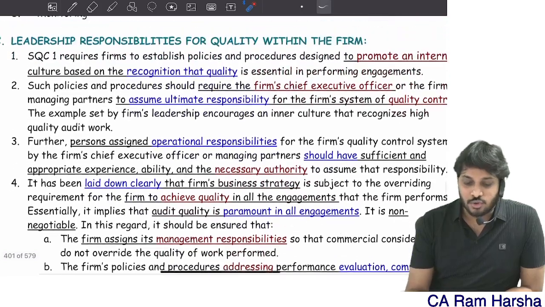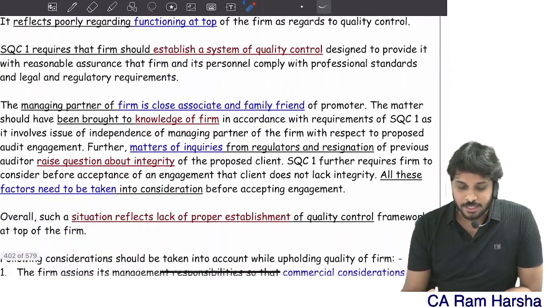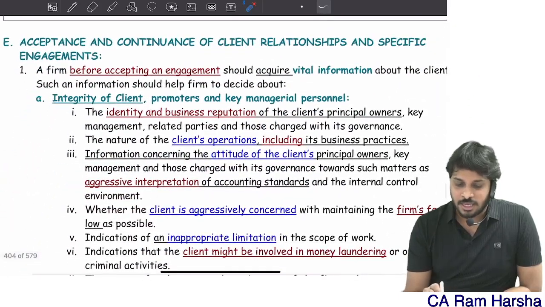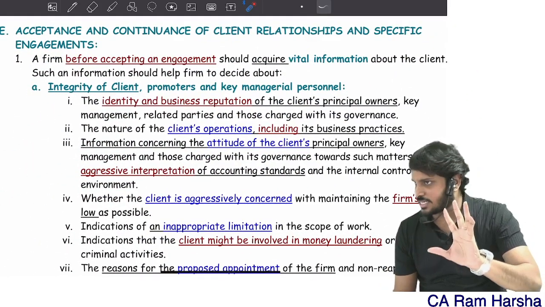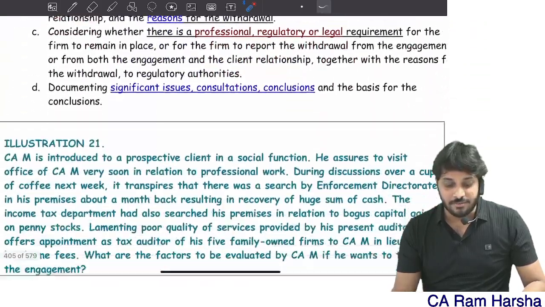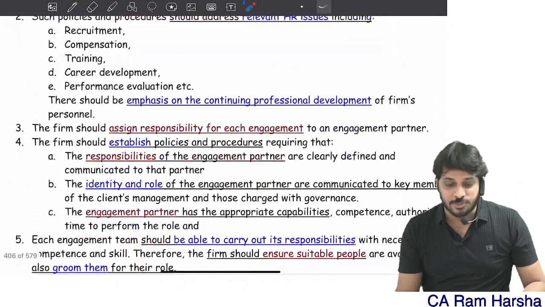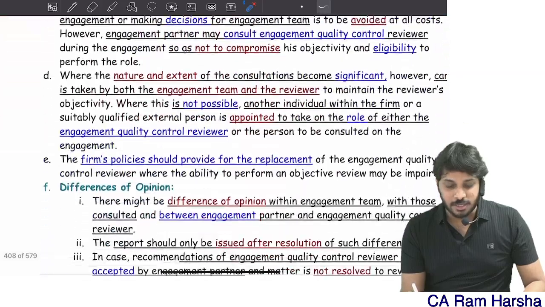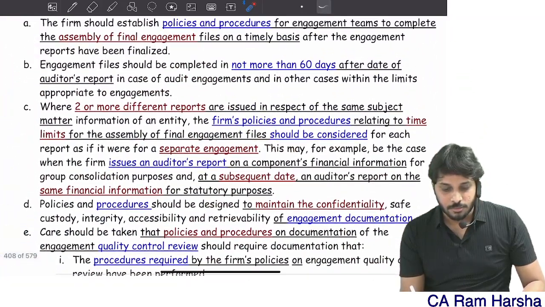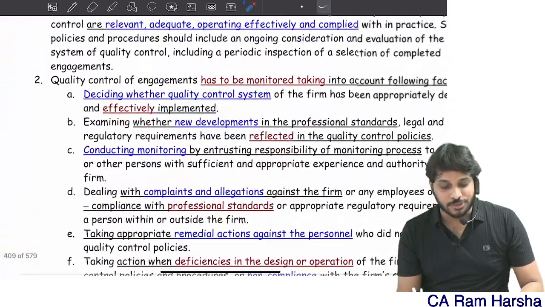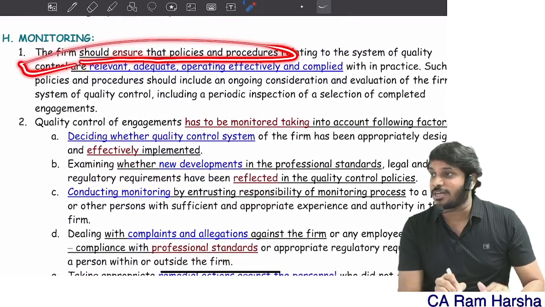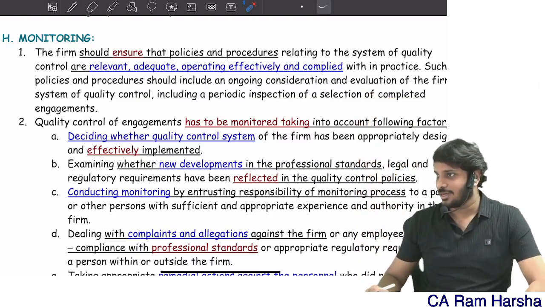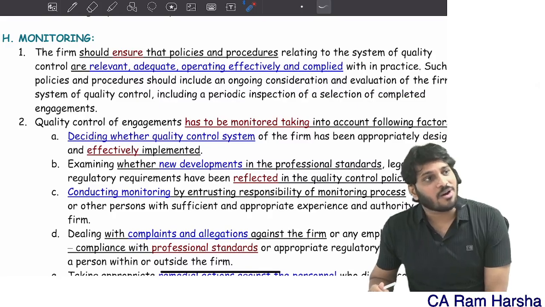So you see everywhere, SQC 1 requires a firm to establish policies. Yes or no? Everywhere you see, a firm should establish policies and procedures for acceptance and continuation of client. So here also the firm should establish policy and procedure. The actual original standard starts with that, but they directly discussed the matter. So for monitoring activities, everywhere, the firm should establish policies and procedures. Engagement, finally, documentation, the firm should establish policies and procedures. Monitoring, the firm should ensure that policies and procedures are followed, nothing but establishing policies and procedures for ensuring these policies are followed. So these are all six elements of quality control.